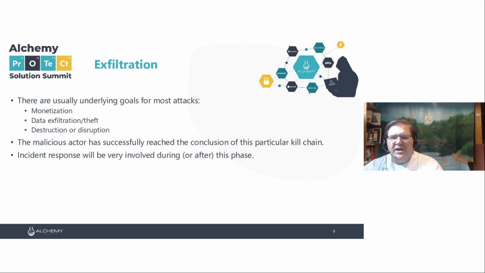The data exfiltration or the insider threat, the theft point of view: you've got secrets. I want access to those secrets. Or the last goal can be just simply destruction or disruption. So DDoS, prime example. Infrastructure targets can be a prime example of this one. I think there was a hack in Ukraine where they were actively trying to interrupt the power grid. So if they've reached this point, they've reached the conclusion of their kill chain.